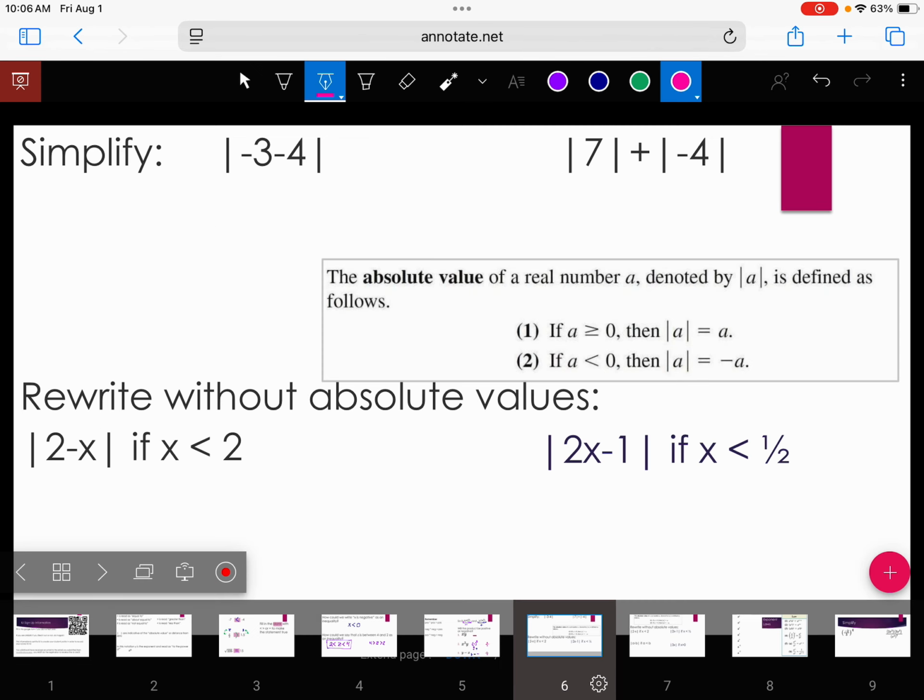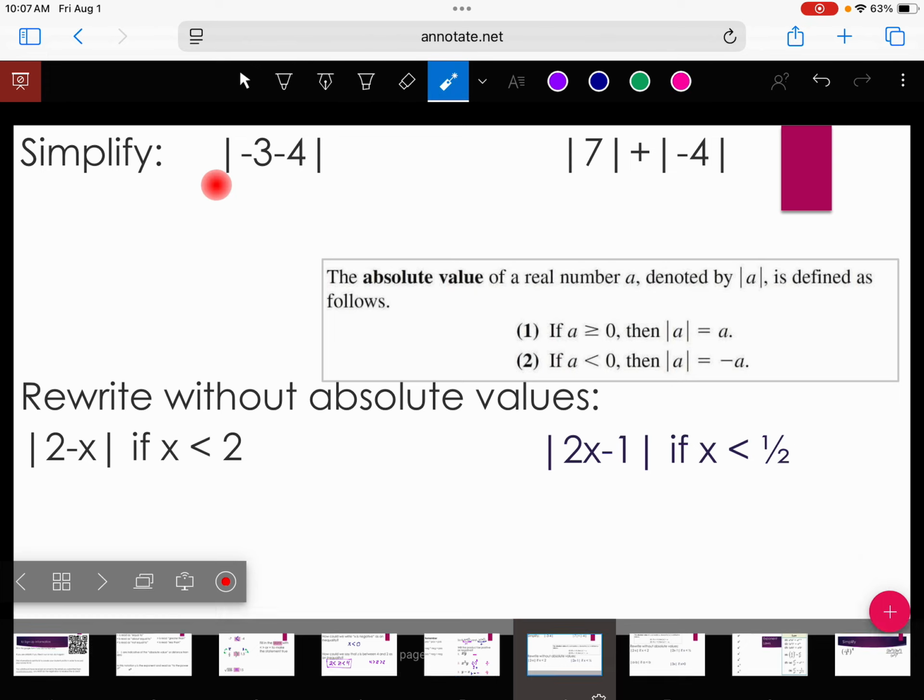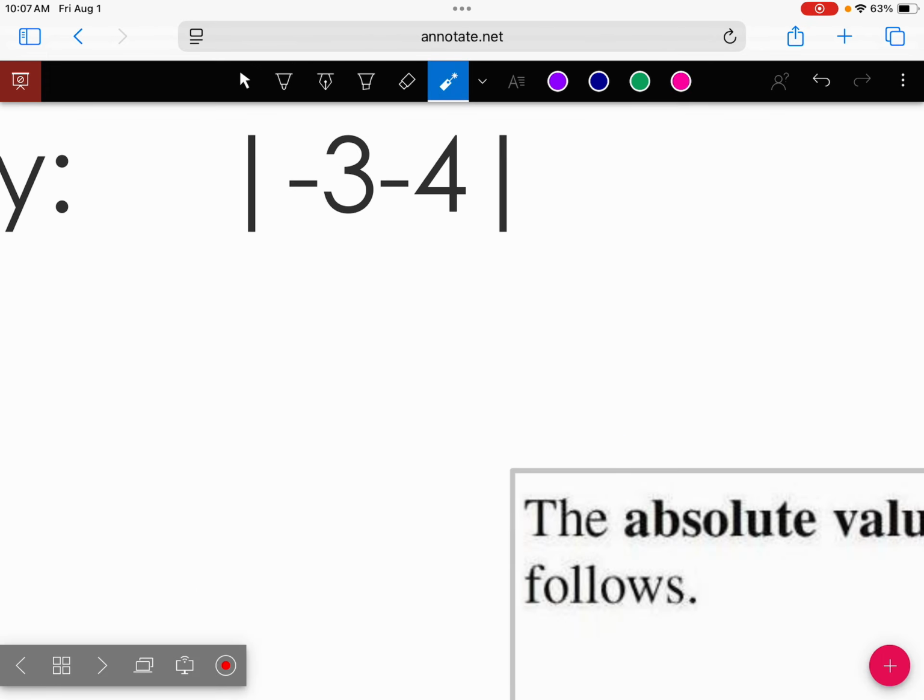So before we get into the weird wording, we're going to remember absolute values. Looking at these guys up here at the top, if I want us to simplify the absolute value of negative 3 minus 4, what do we need to do first? Add negative 3 minus 4. So we're going to have our absolute value of, what is negative 3 minus 4? Negative 7. What is the absolute value of negative 7? 7.